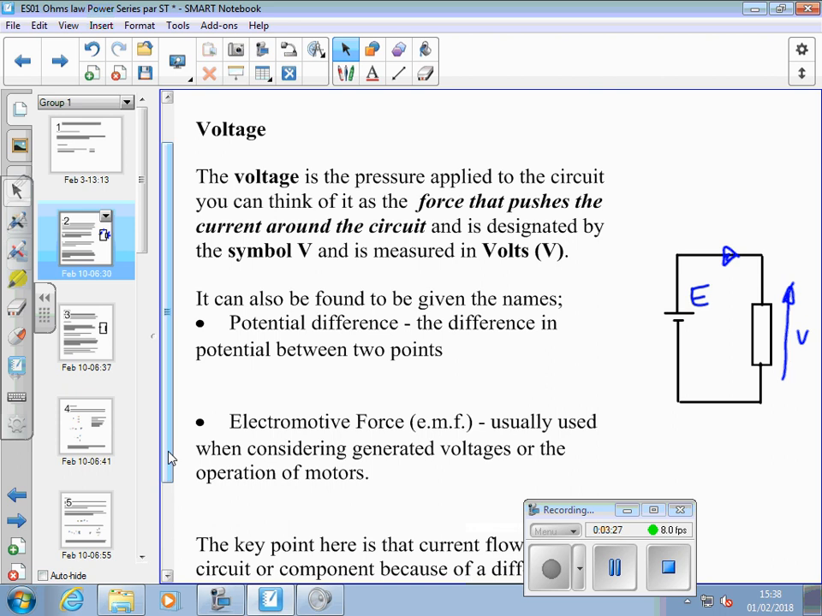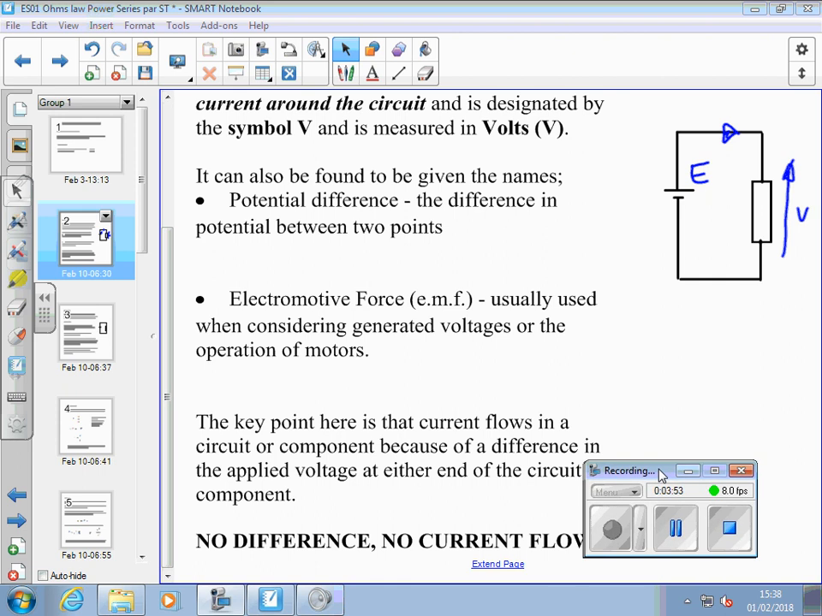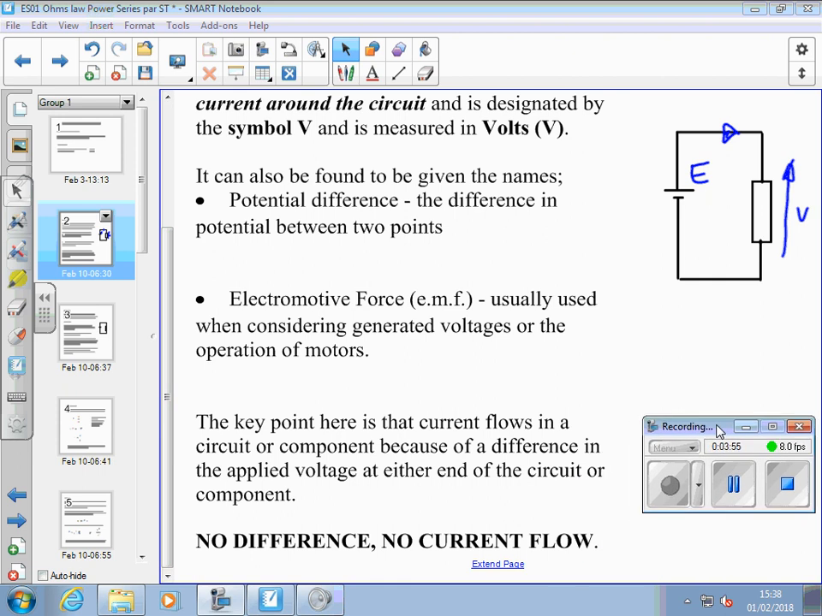If we connect both ends of our resistor to 12 volts, no current will flow. We need one end connected to 12 and the other connected elsewhere for current to flow from a high potential to a low. Alright? The key point is that current flows in a circuit or component because of a difference in the applied voltage at either end of the circuit or component. No difference, no current flow.